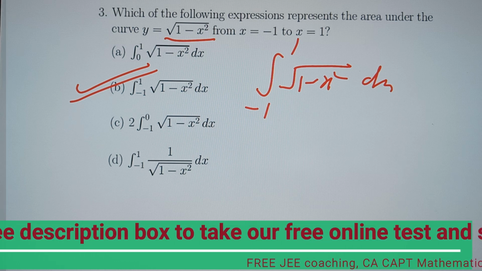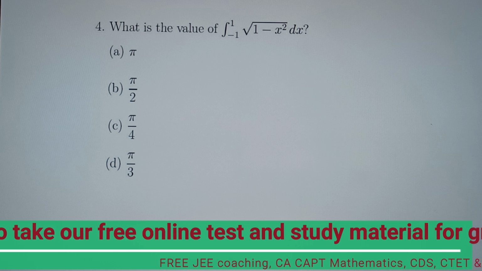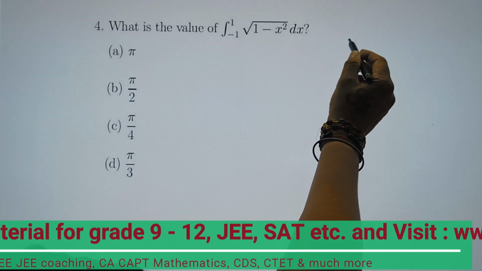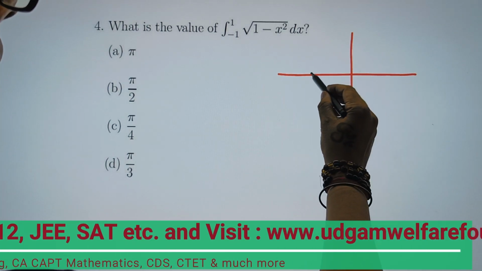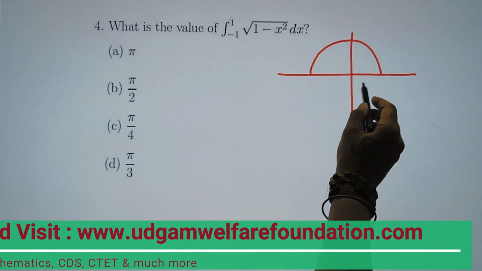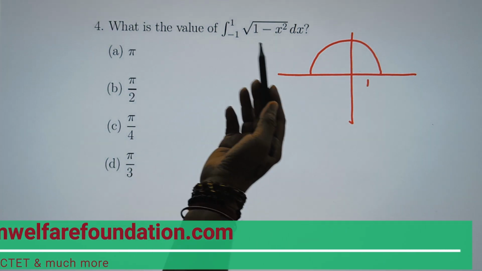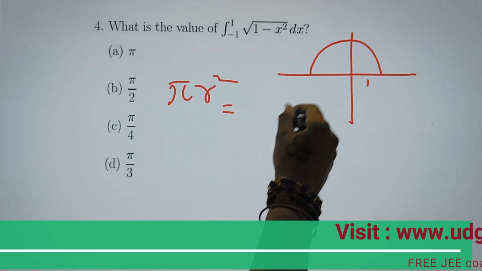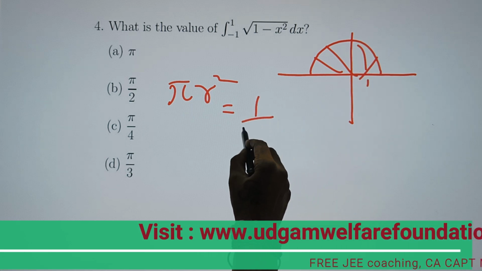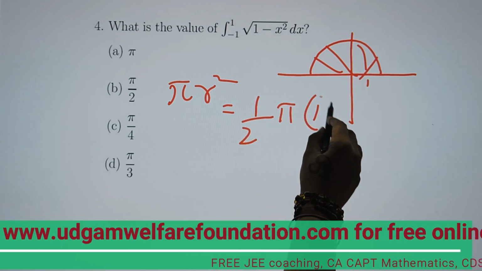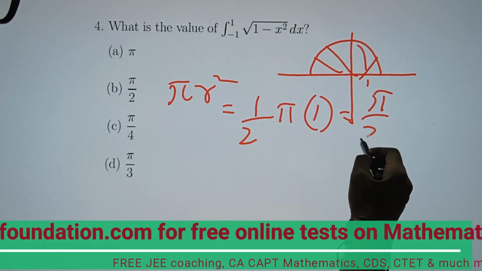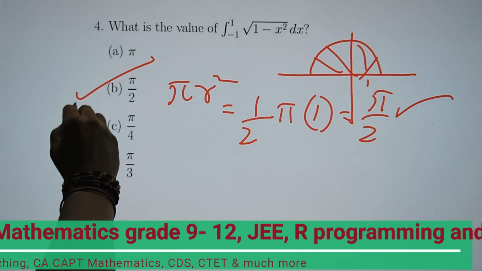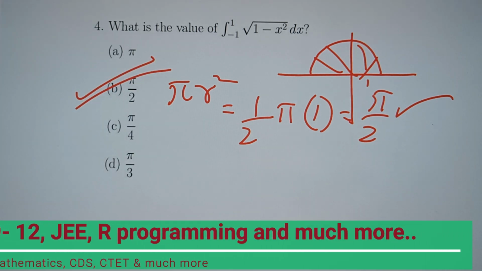Now let's move towards question number 4. So here comes our question number 4, which states: what is the value of this particular integration? We know that this function is nothing but the area of a semicircle with radius 1 unit. The area of a circle is pi r square, and if we need to find the area of the semicircle, then we can simply write half pi r square, and radius is 1 unit. Hence we can say pi by 2 is our correct answer here. That means the area of this curve is nothing but pi by 2. Hence option B is our correct answer here.